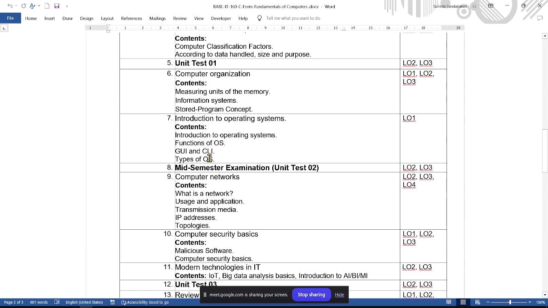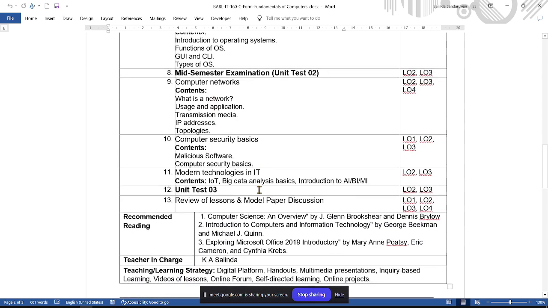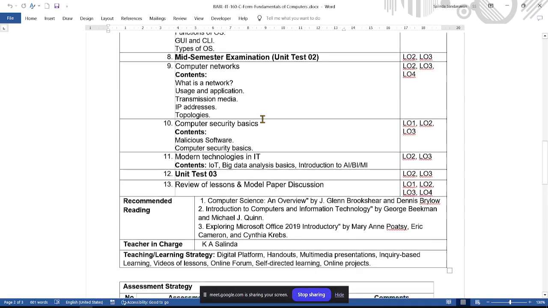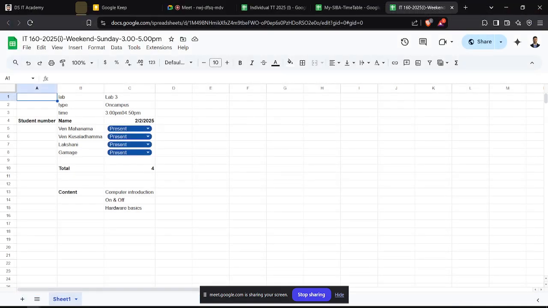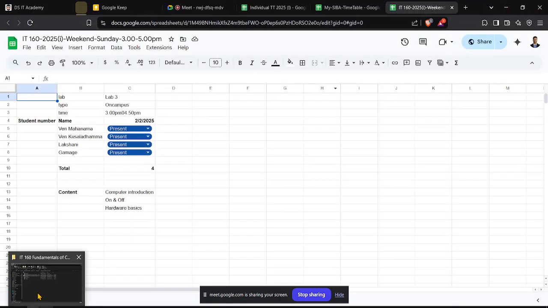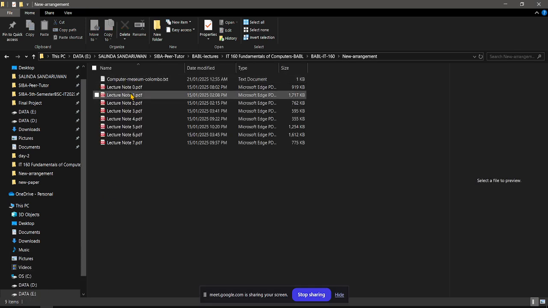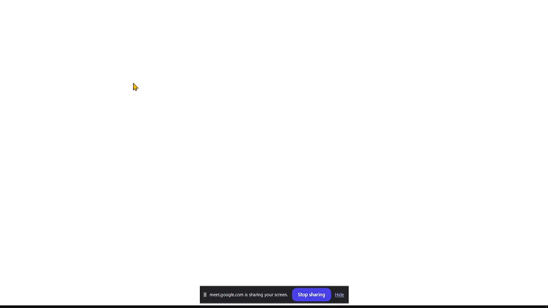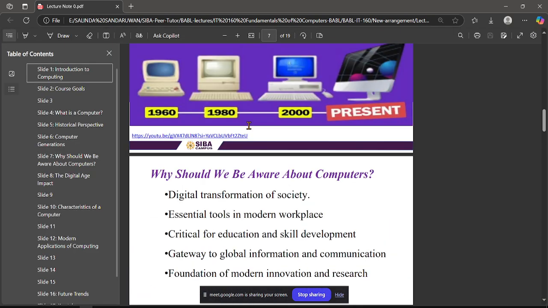Then, it's not all. We are talking about computer networks, computer security. Likewise, we are talking about these contents, right? So we'll continue our presentation. Last week we discussed this slide, this one, right?